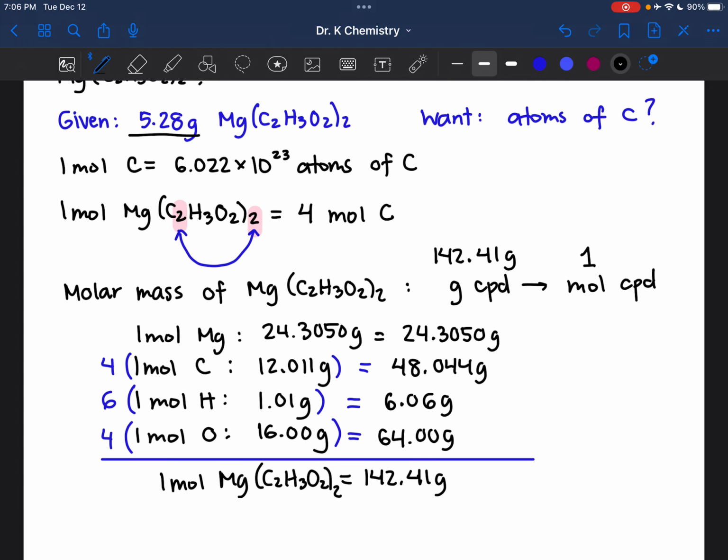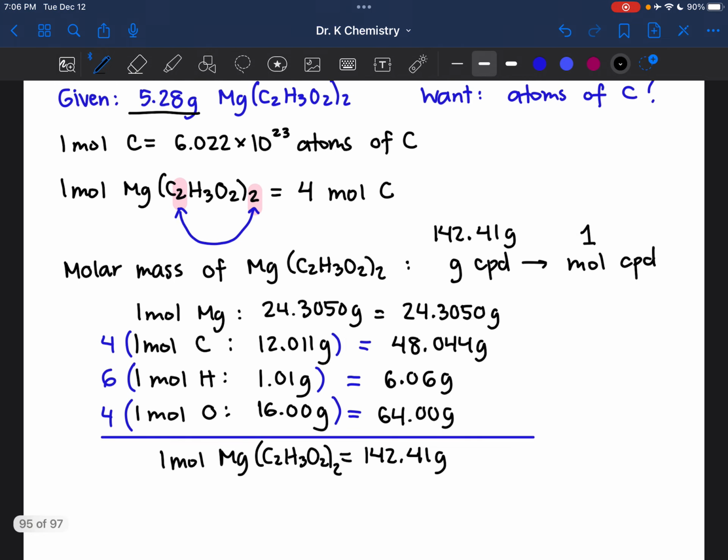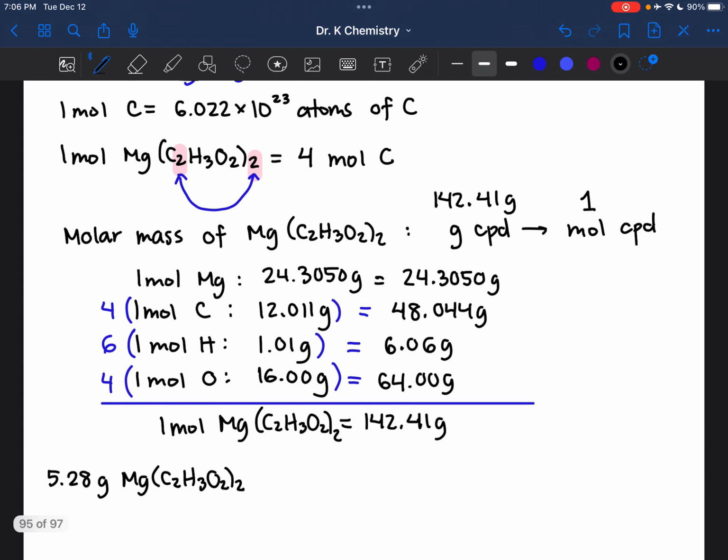Okay, now that we have everything we need, I'm going to start with what is given to us, what we know. And we know the mass of the compound. So we have 5.28 grams of magnesium acetate. And I'm going to convert that to moles of compound first. And we're going to use the molar mass in order to be able to do that.